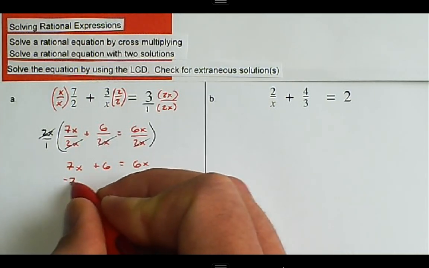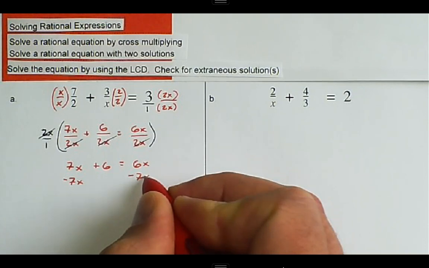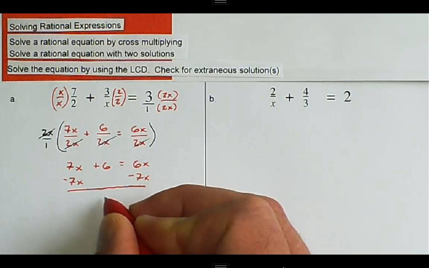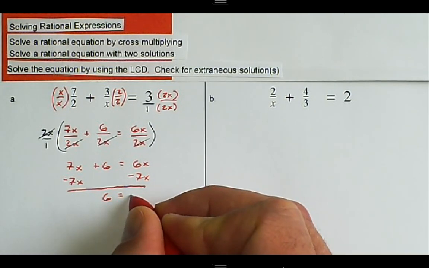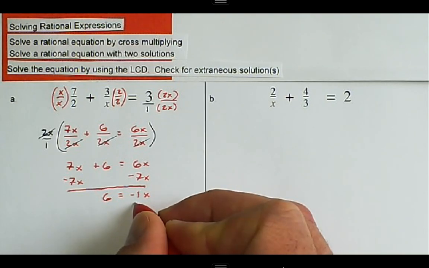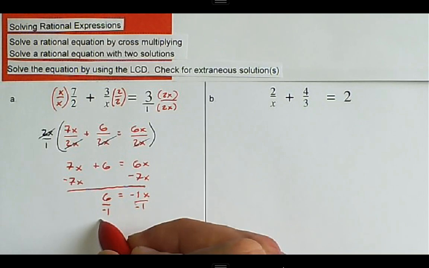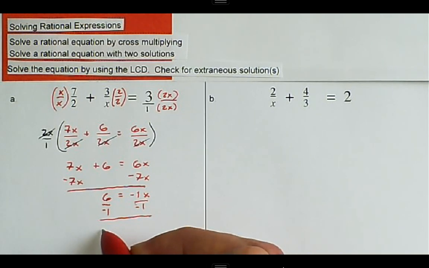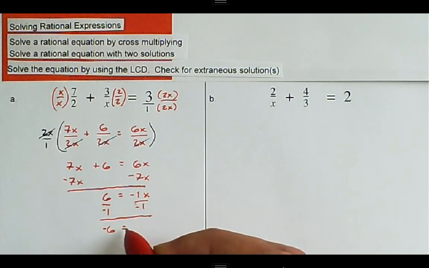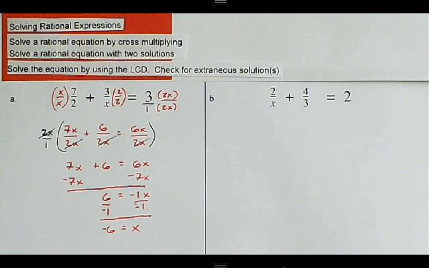So then we can subtract 7x, and we get 6 is equal to negative 1x divided by negative 1. And then we get negative 6 is equal to x. And now the last step is we just have to check our answer here.